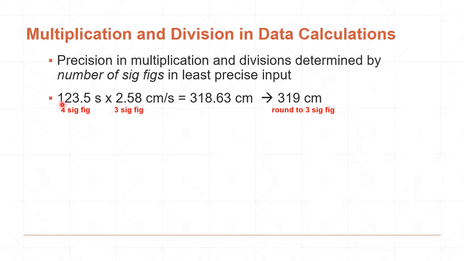So here we go, 123.5, that's 4 significant figures, times 2.58 centimeters per second. This number would have 3 significant figures. When I multiply them together on my calculator, it's going to give me 318.63. I can see that the seconds in the bottom here will be canceled by the seconds here.